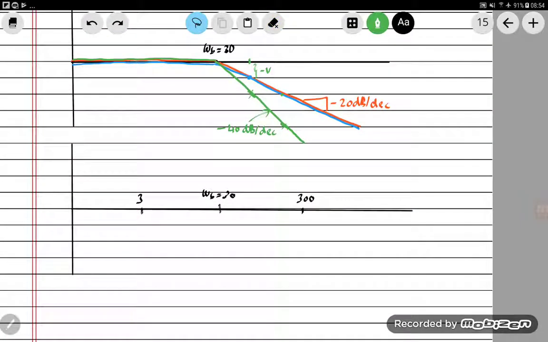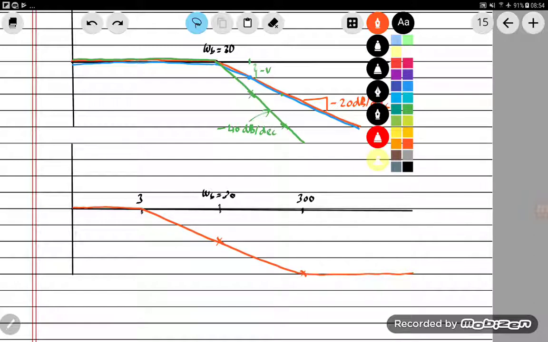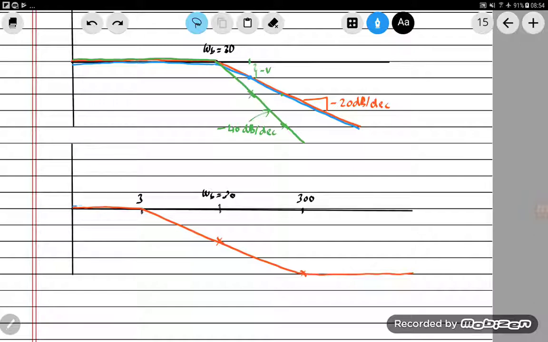For the phase, for the red curve, it's 0 up to a tenth of the break frequency. It's negative 45 degrees at the break frequency, and then negative 90 degrees at 10 times the break frequency. For the blue curve as well, it's exactly the same.